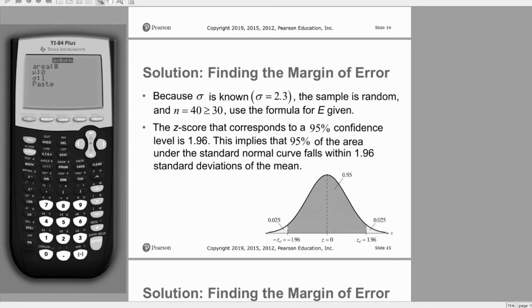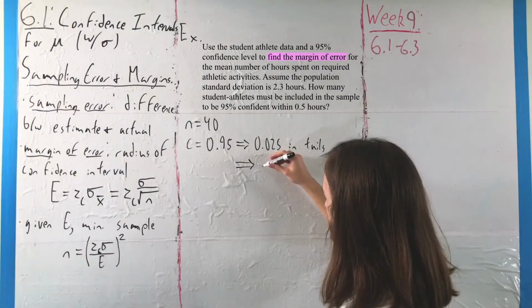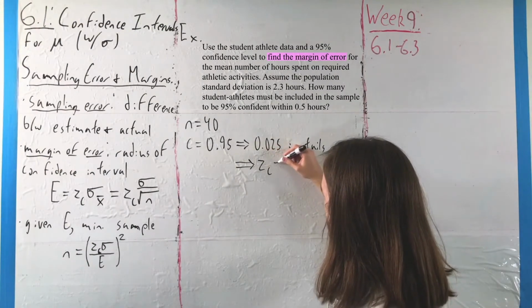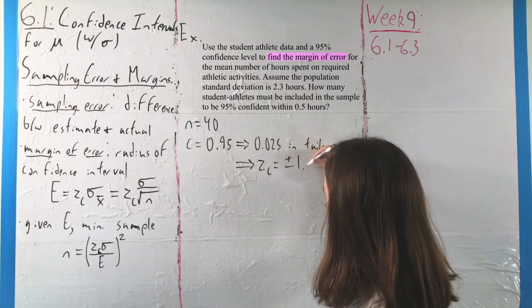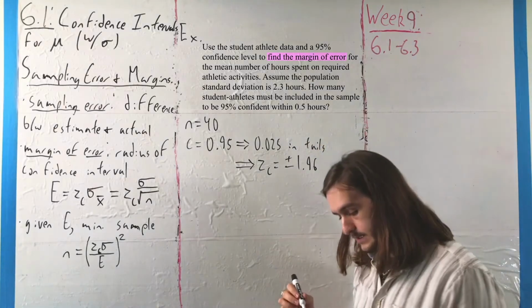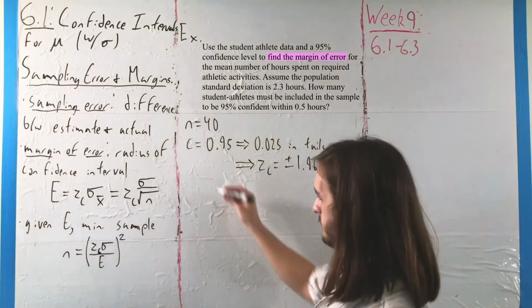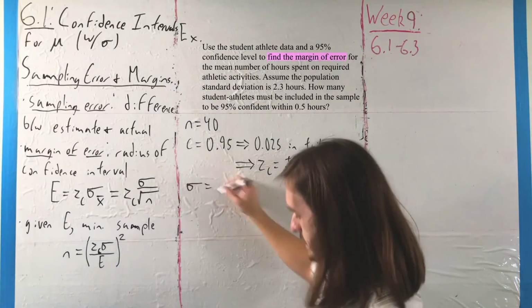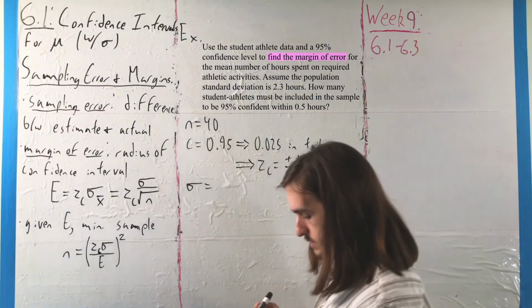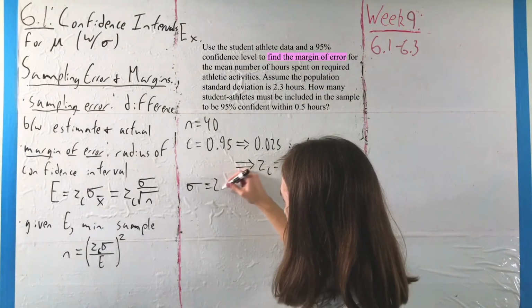I already talked about this earlier, but that 95% in the middle is an important value. So when you see that, it corresponds to critical values of the form plus or minus 1.96. So this is our critical value, and then from there, let's just bear in mind that we're given sigma is 2.3 in this case.